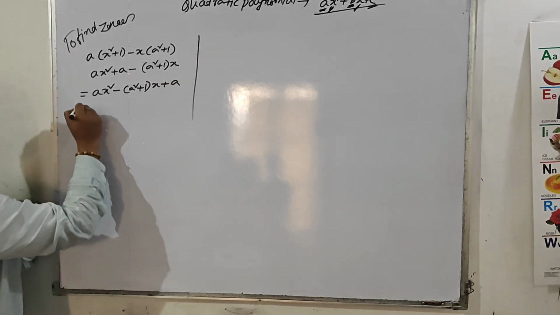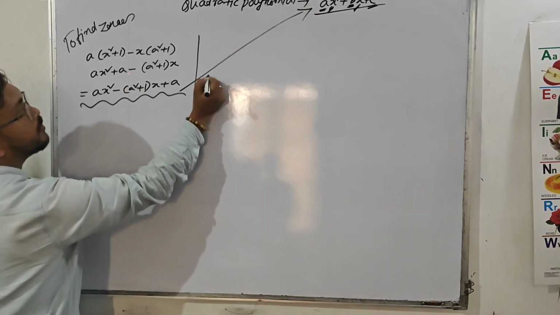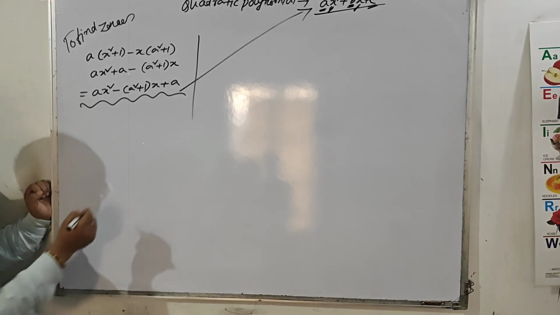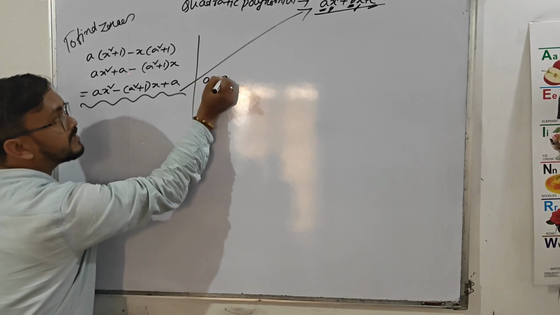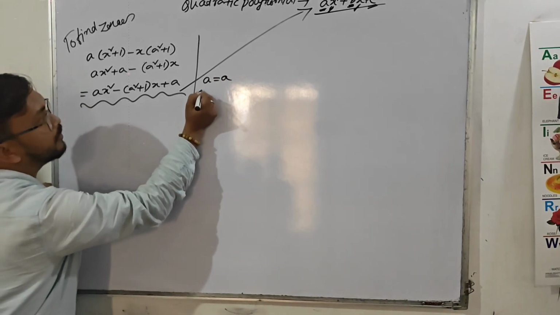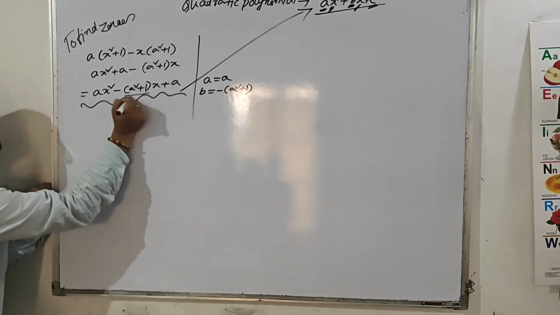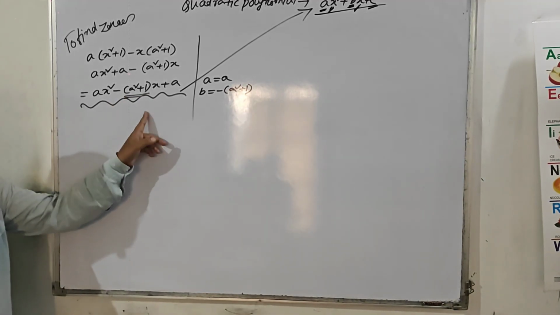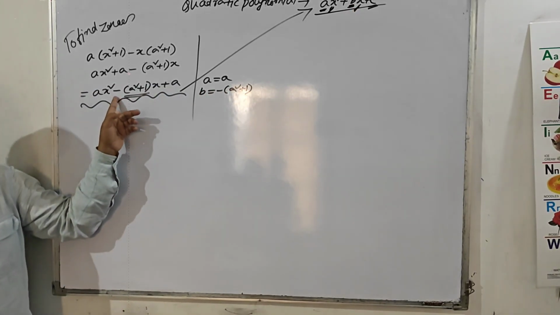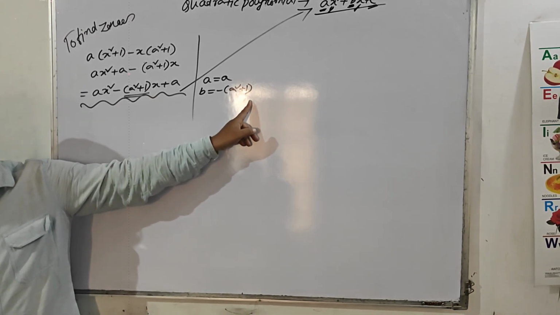If I try to compare this polynomial with this standard form, what will be the value of a? A value is x. What is the value of b? That is minus this one. Why minus this one? Because in the standard form it is plus b. We are having minus a square plus 1. So that is why b value is minus a square plus 1.